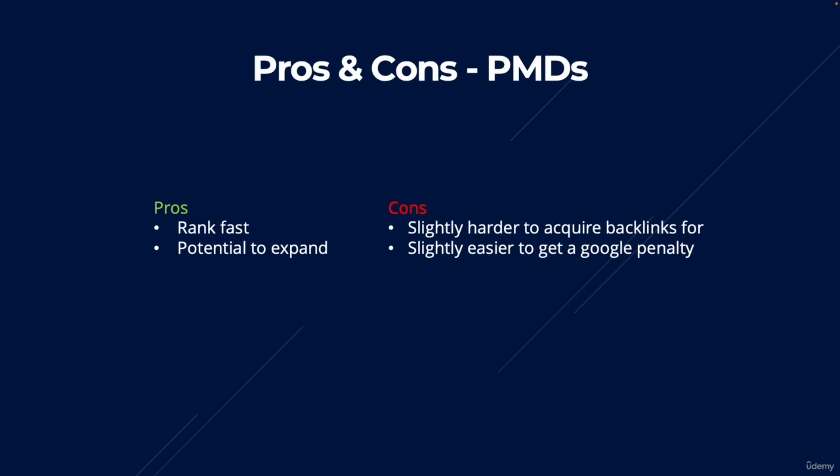The same logic applies to the second one as well. It is slightly easier to get a Google penalty. Now this is exactly for the same reasons that I specified when running through the exact match domains. Just with PMDs, it's going to give you more leeway. The third con of partial match domains is it can be slightly harder to sell. Again, these are all very similar to EMDs. The rules around PMDs are just not as strict.